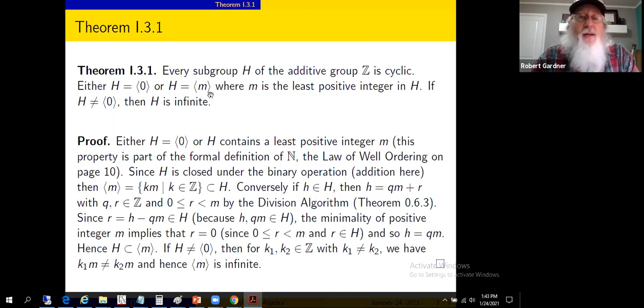The only other claim was if H is not the trivial group, then H is infinite. So if H is not the trivial group, take any two distinct integers, K1 and K2. K1 times M doesn't equal K2 times M. This is valid for any integers. So there's your way to generate an infinite number of multiples of M, and so we get an infinite group out of this. So returning to the notes.